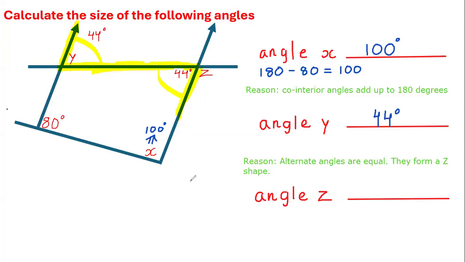Liliana, do you understand how we got this 44 degrees? Yes, sir. How do we get 44 degrees? 44 is vertical to Y, so Y is also vertical to 44. It's not vertically opposite. It's because of the Z shape. That's a Z. It's a Z shape, class. Y'all didn't see the Z? You don't see the Z, Liliana?